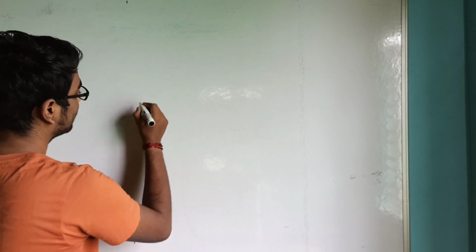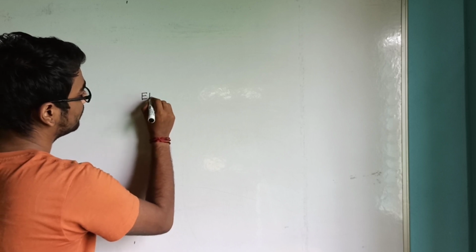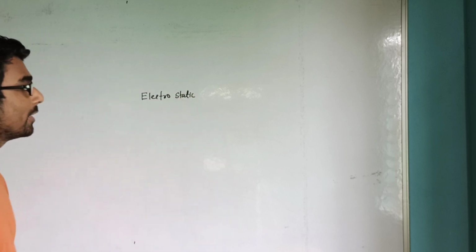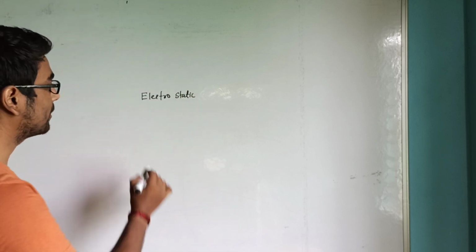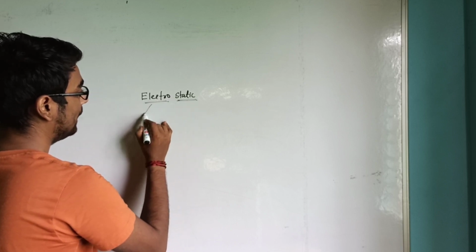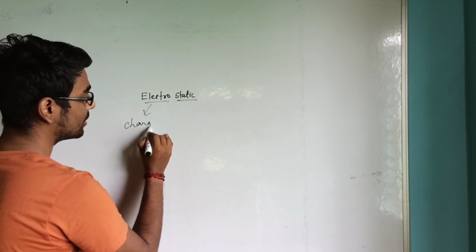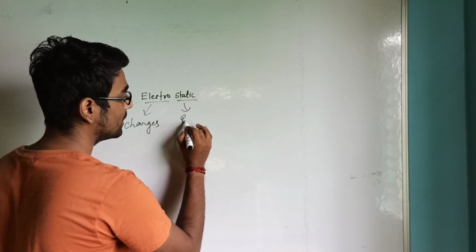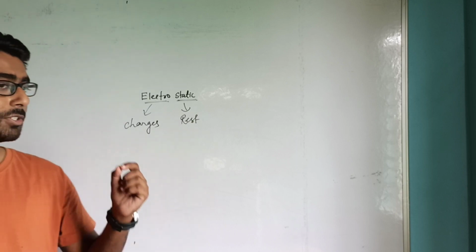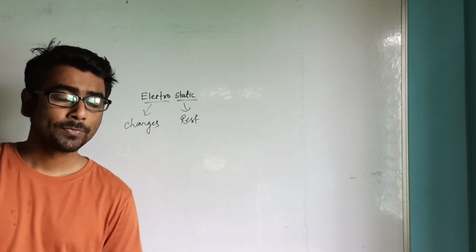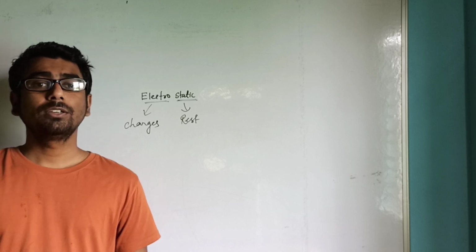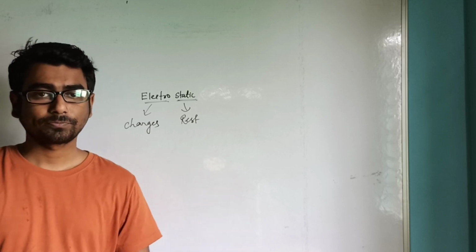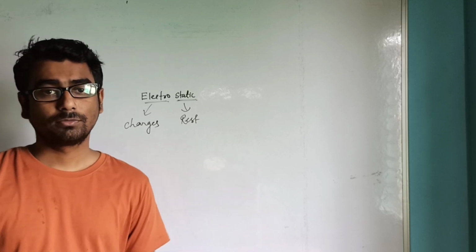To start with, first, the term electrostatic, where we get two terms joined together, electro and static. The electro term is related to charges, and the static term means rest, which means charges which remain at rest. Simple. If it is in motion, we would have called it electricity or electric current. That means charges are in motion. Simple.